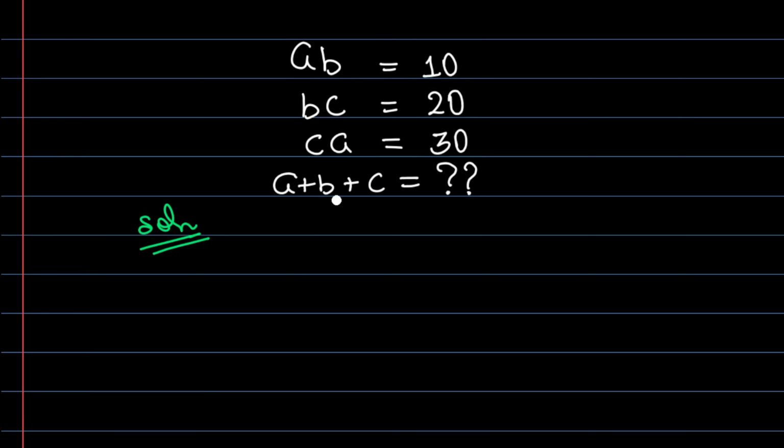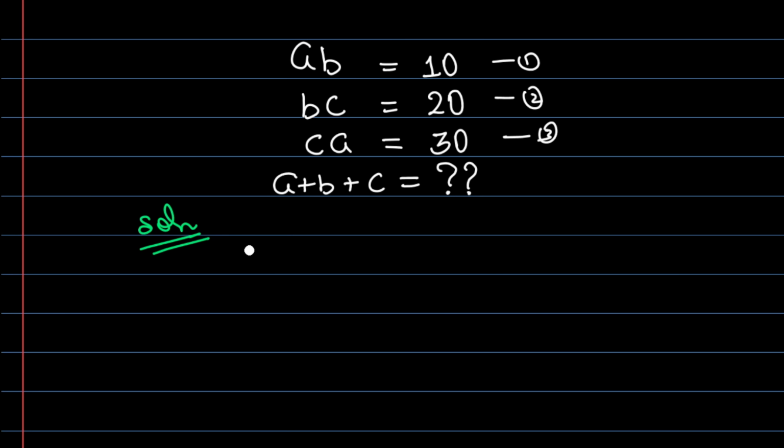Hello everyone, welcome to solve this algebra math Olympiad question, which is AB is equal to 10, BC is equal to 20 and CA is equal to 30. Then we need to find the value of A plus B plus C. So let this be 1, this be 2 and this be third.